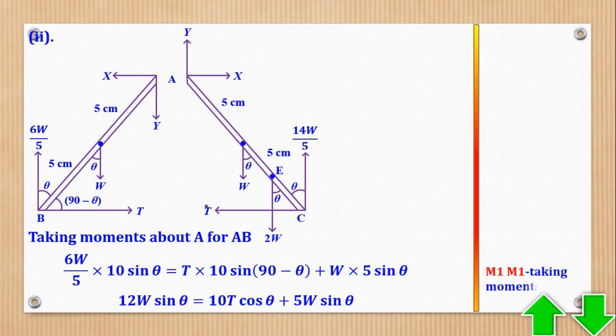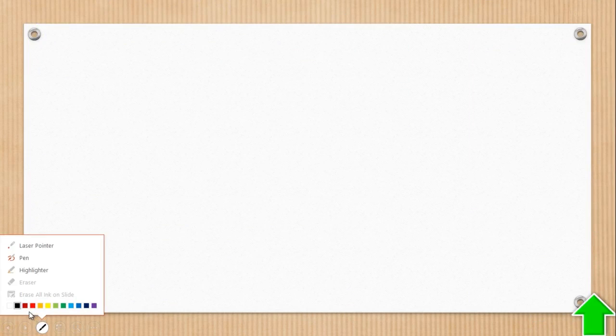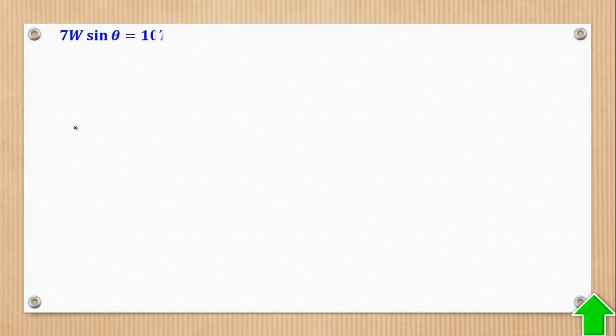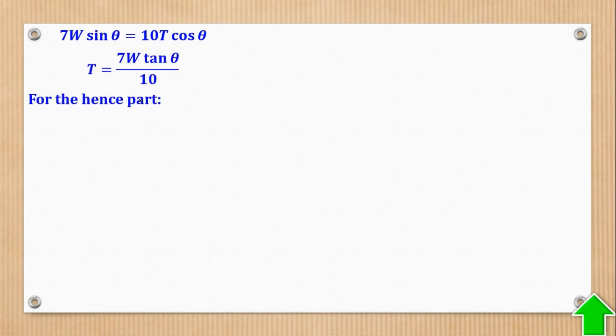So before we go to the next slide, let's see how marks can be awarded. So M1 for this moment and M1 for this other moment, clockwise and anti-clockwise. So next let's see how we can simplify to get the tension. So when I simplify, I come up with that. Therefore, T will be equal to 7W tan theta over 10.